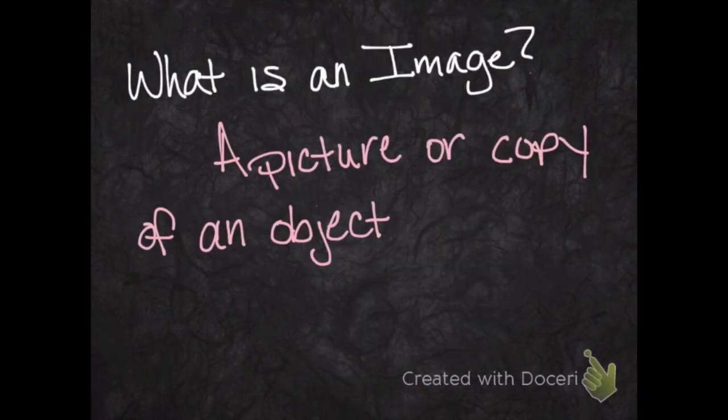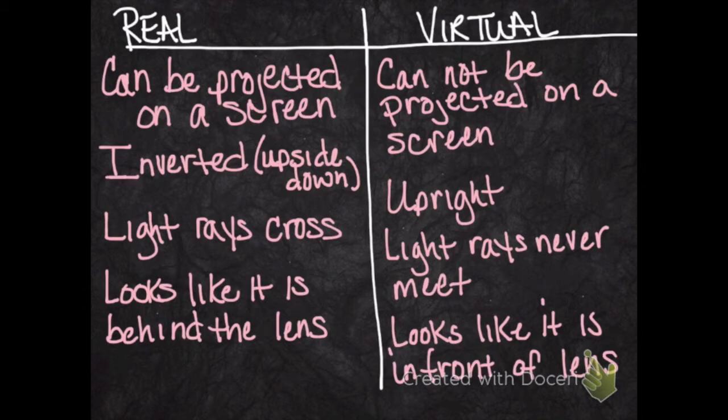Okay, let's start with an image. So to begin with, what is an image? An image is a picture or a copy of an object. It is a perfect and exact replica of the object.